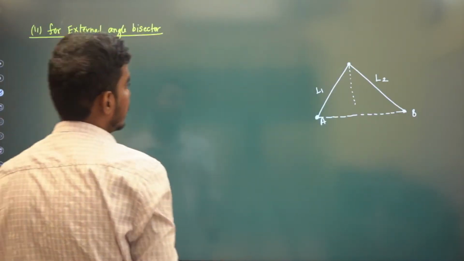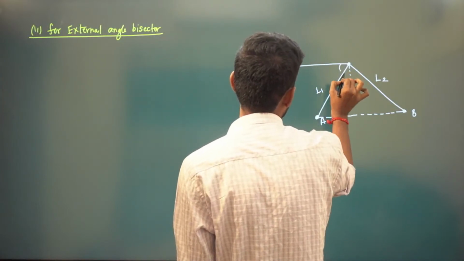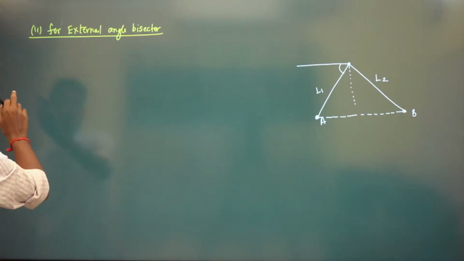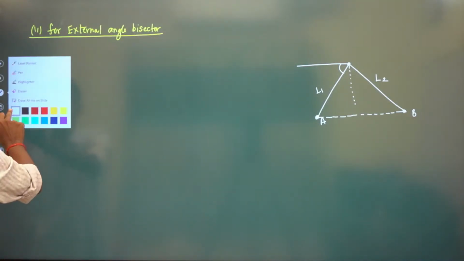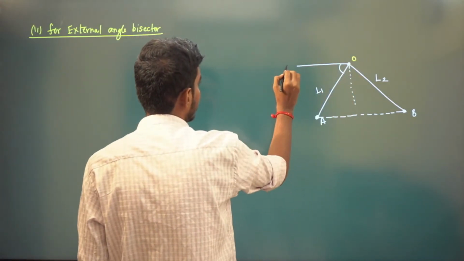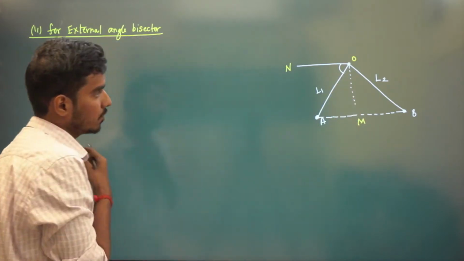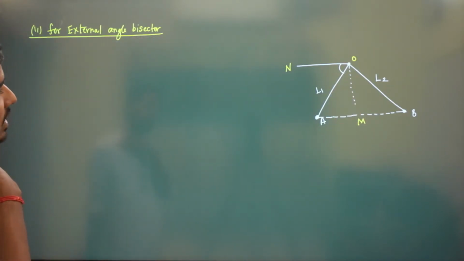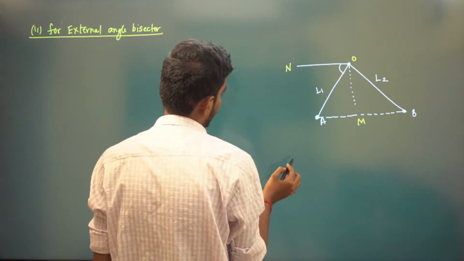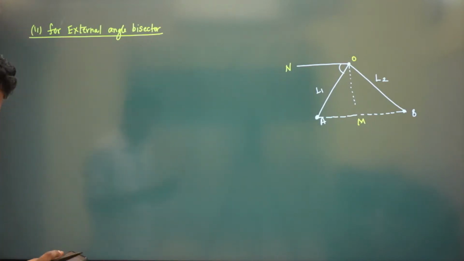So you just draw a line that is perpendicular to this. So this is your internal angle bisector, sorry, external angle bisector. You need to find the direction ratio and the direction cosine of this line. OM is your internal angle bisector and ON is your external angle bisector, right?